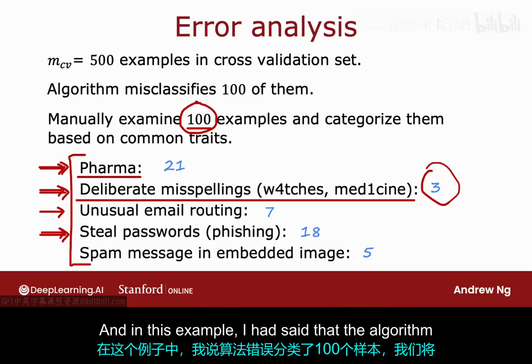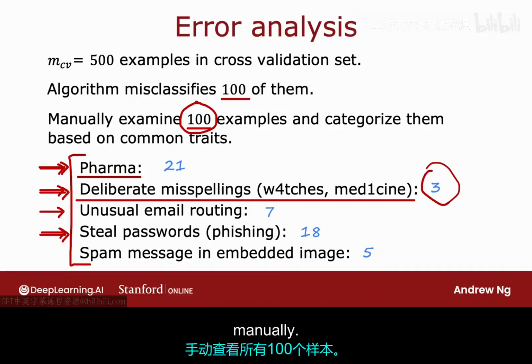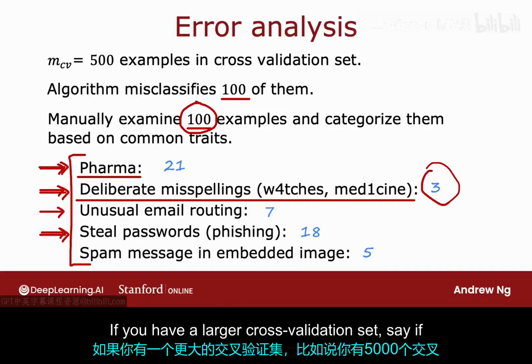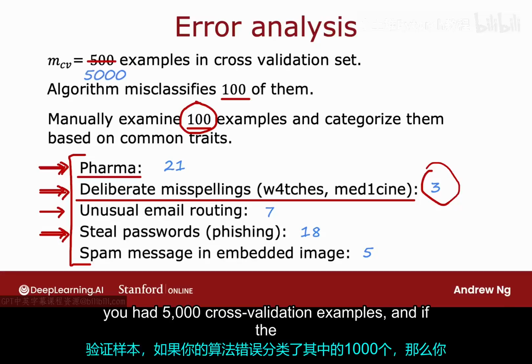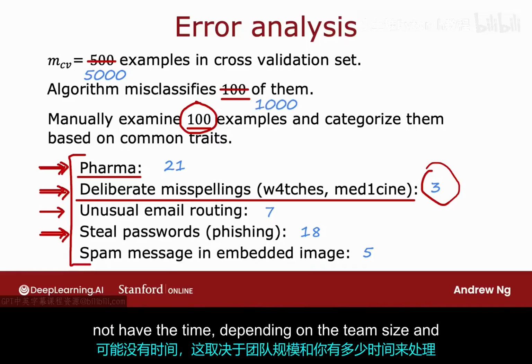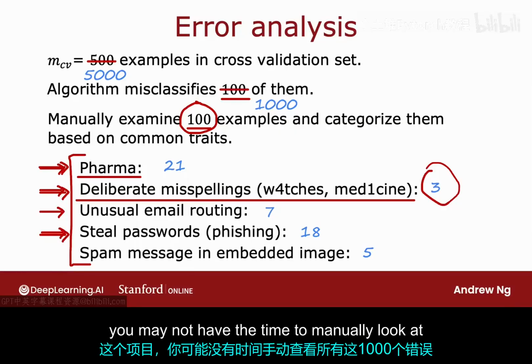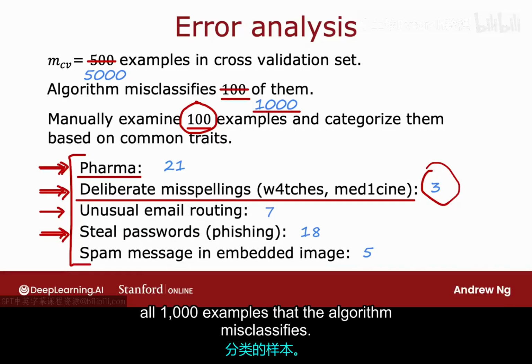And in this example, I had said that the algorithm misclassifies 100 examples and we'll look at all 100 examples manually. If you have a larger cross-validation set, say if you had 5,000 cross-validation examples, and if the algorithm misclassified, say, 1,000 of them, then depending on the team size and how much time you have to work on this project, you may not have the time to manually look at all 1,000 examples that the algorithm misclassifies.